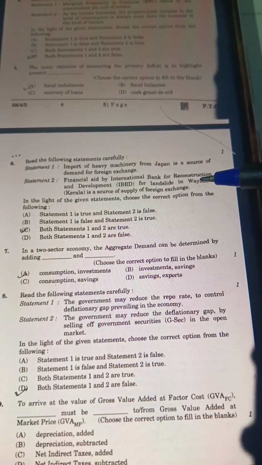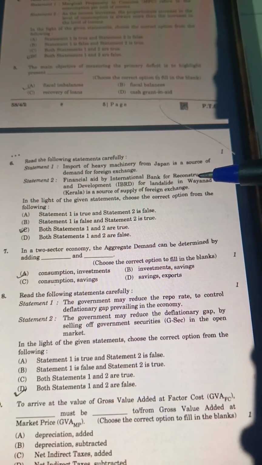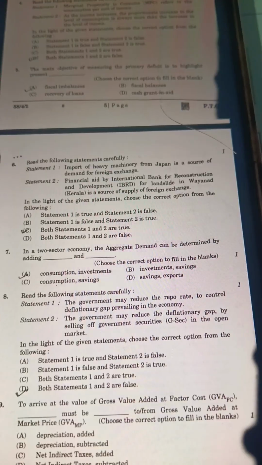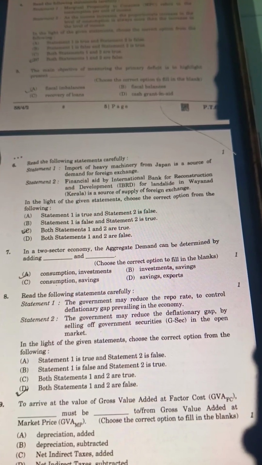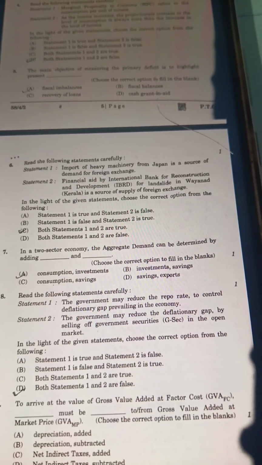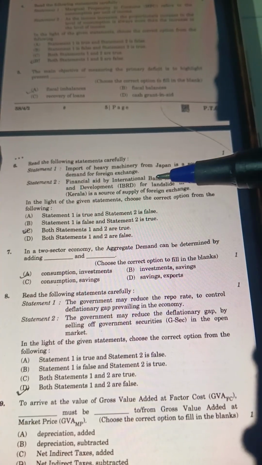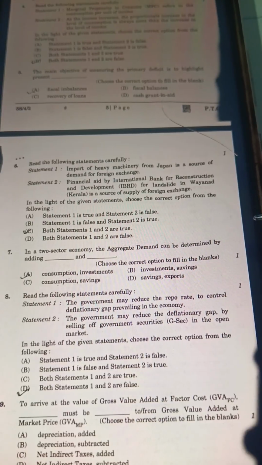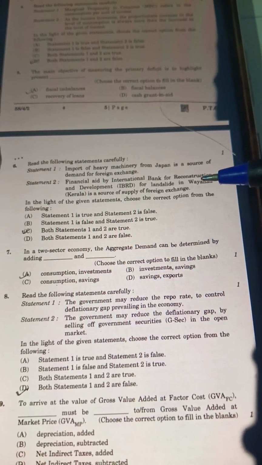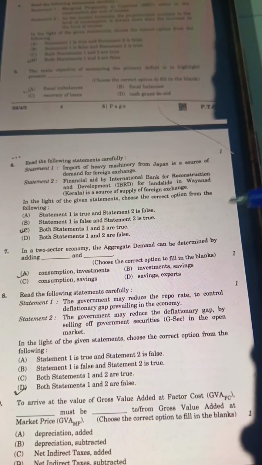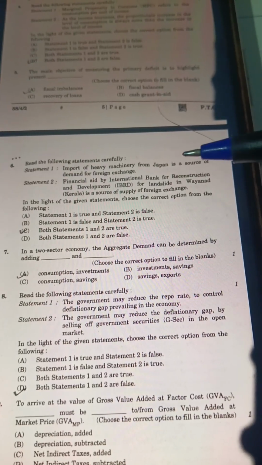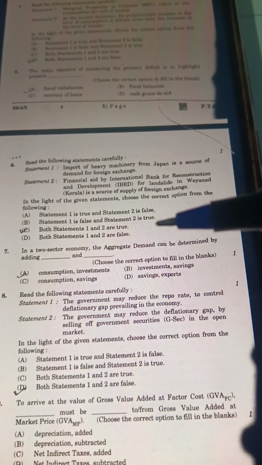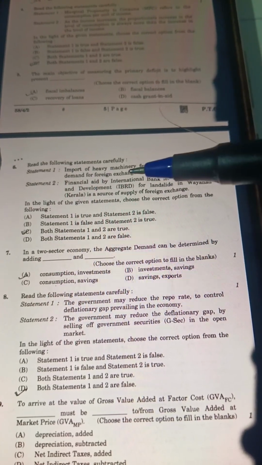And statement 2, financial aid by IBRD, which is known as the International Bank for Reconstruction and Development, for the landslide in Wayanad, Kerala, is a source of supply. Yes. If foreign exchange is coming as financial help from IBRD, it is coming to your country, so it is a source of supply for us. Because the grants and donations are coming to your country, it is a source of foreign exchange, and therefore option C is correct. Both statements 1 and 2 are true.